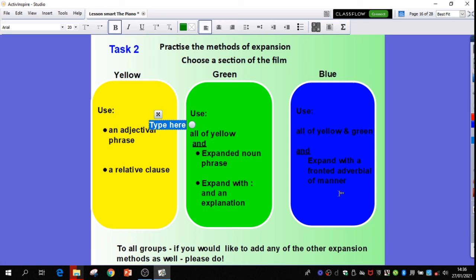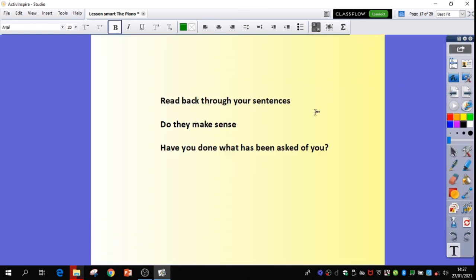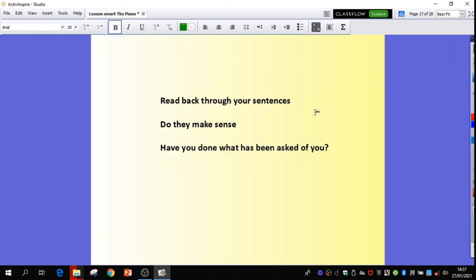So Year 6, that is your task for today. And of course, if you're in yellow or green group and you want to do blue's task as well, or yellow group you want to do some of green's and some of blue's as well, that's fine. But this is the minimum that I'm expecting from you to be sending in to your class teacher. When you have completed it, I would like you to please go back and read through your sentences. Do they make sense? Have you done what I have asked you to do? If you think you have, well done. This is the end of the lesson.